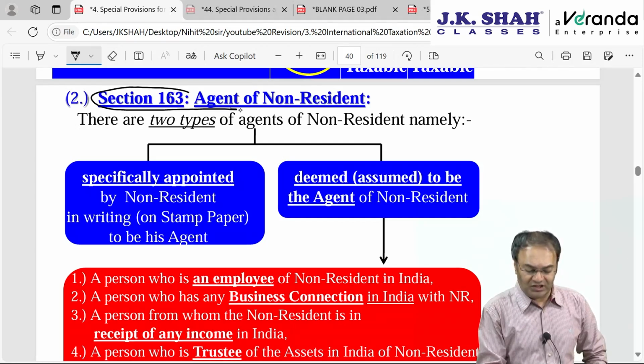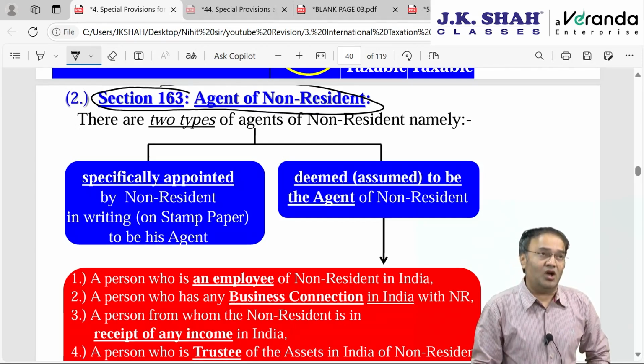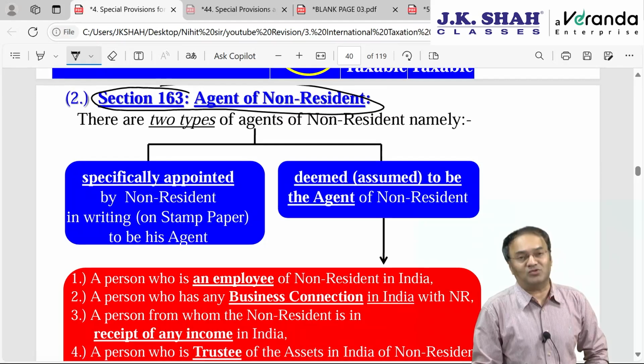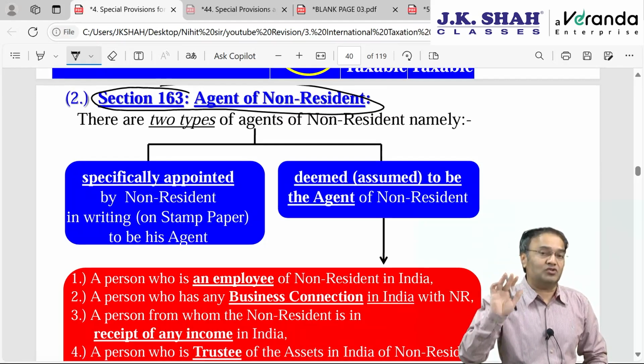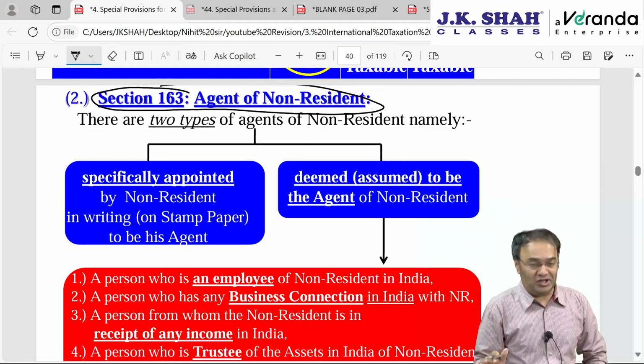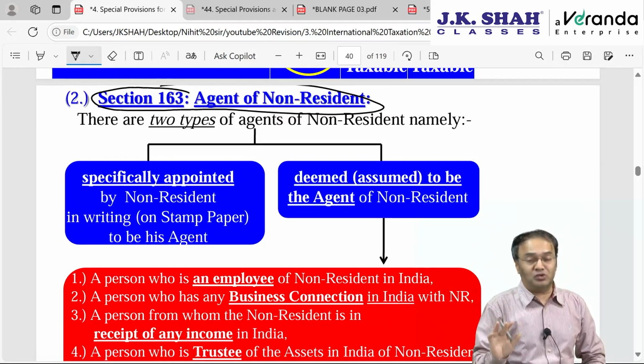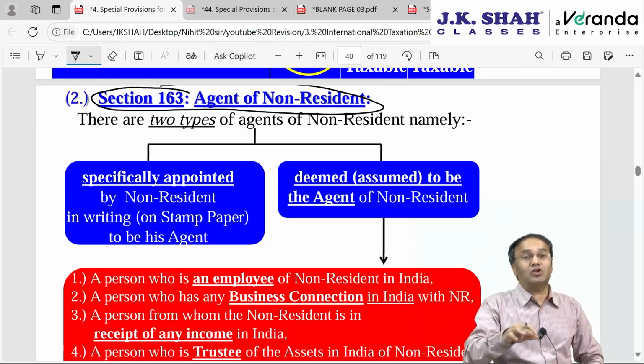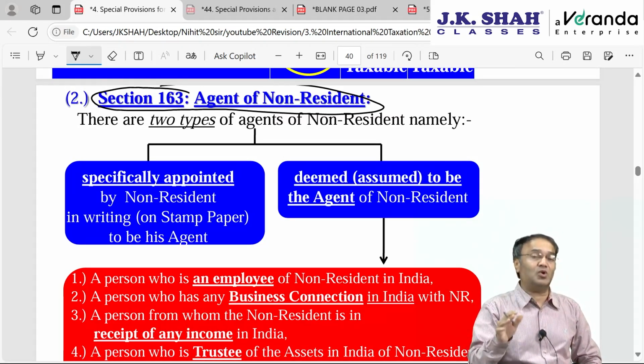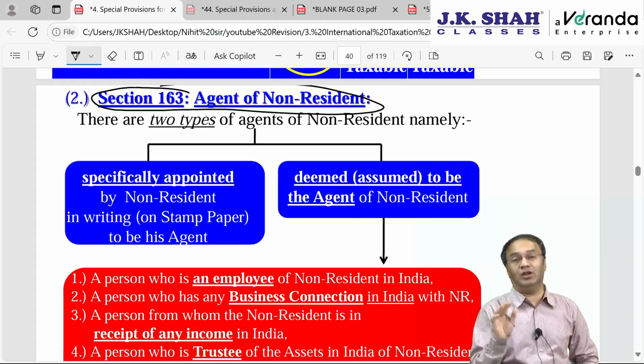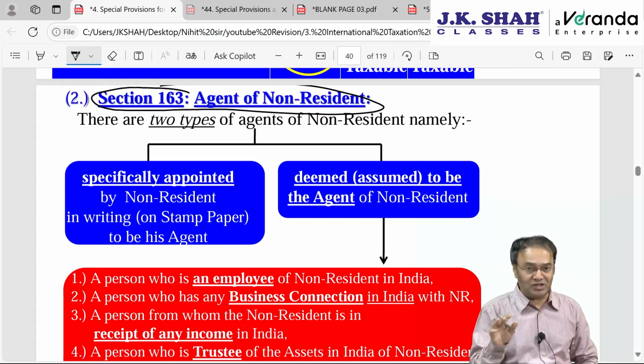Section 163, agent of non-resident. Now, agent of non-resident, there can be two types of agents. First of all, non-residents are not present in India. So in order to serve notice to them, or in order to serve any assessment order, reassessment order, there should be some Indian address available. Somebody should be there in India representing the non-resident.